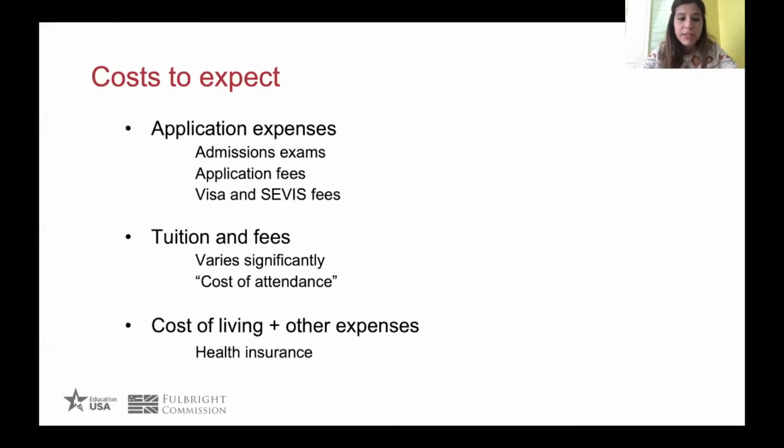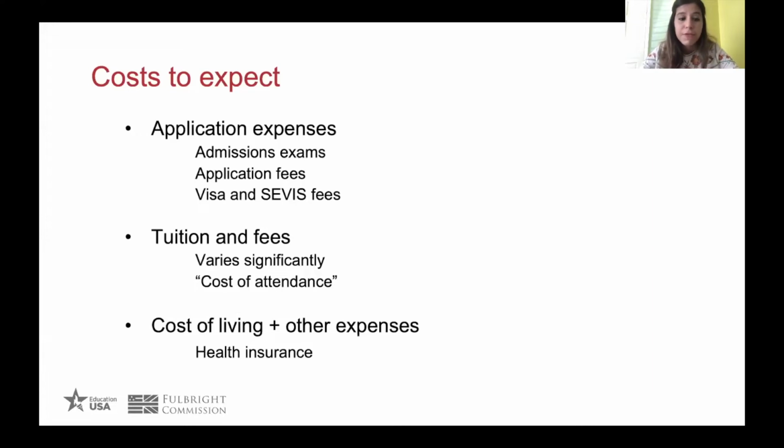So in terms of costs, students can usually expect application expenses. If universities require admission test scores, like the SAT or ACT, they can be around $65. Application fees, so every university application will incur a fee, and this will be anywhere between $50 to $100. Then there are visa and SEVIS fees, and if you're thinking about the visa, you also want to be thinking about whether you need to travel to the embassy, etc.